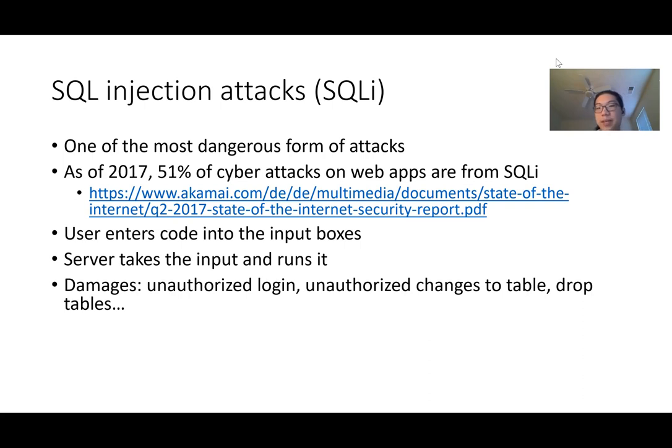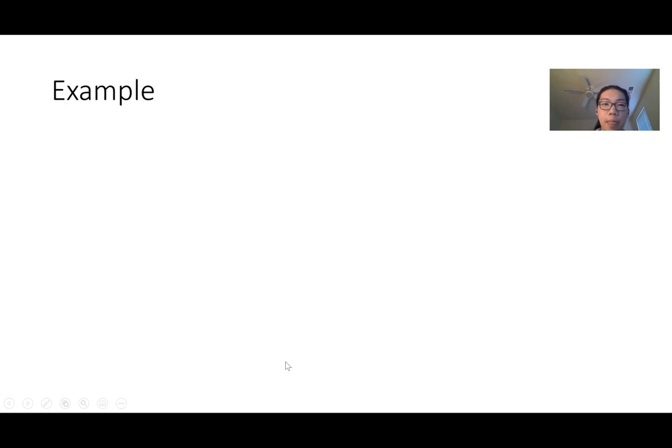So changes to table, maybe you run a bank account. If I change my bank account to $1 million, well, yeah, you don't want that to happen. This is what it kind of looks like. So a little bit of code, you take in the user's input, and then you have a bit more code. So when the user inputs code, where here you take user input directly, then your server would actually take that code and run it.